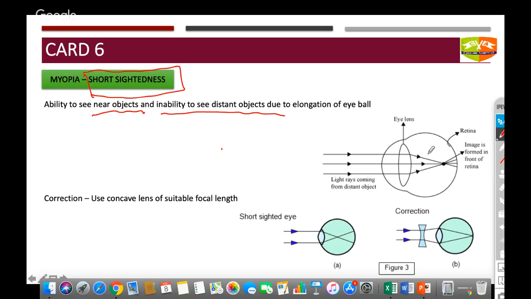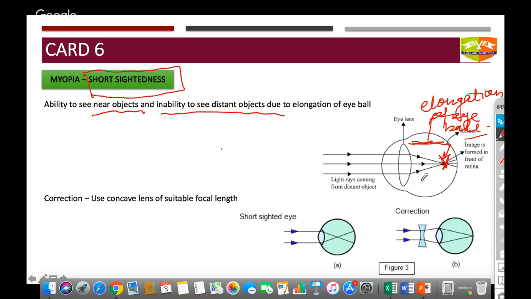Now, why does it happen? What happens if the distance between this lens and the retina increases? Even if there is alteration of focal length, the process of accommodation, the image will not be formed on the retina. It will fall in front of the retina. Due to that, proper imaging will not be possible, and you will be unable to see a very distant object. Now why this problem? You should write here, I'm making a line, elongation of eyeball. Due to elongation of eyeball, this image is getting formed here, not on retina.